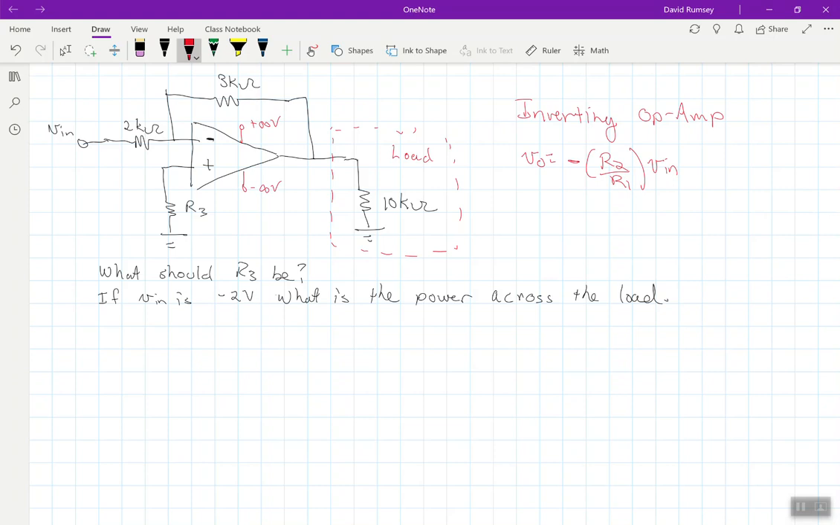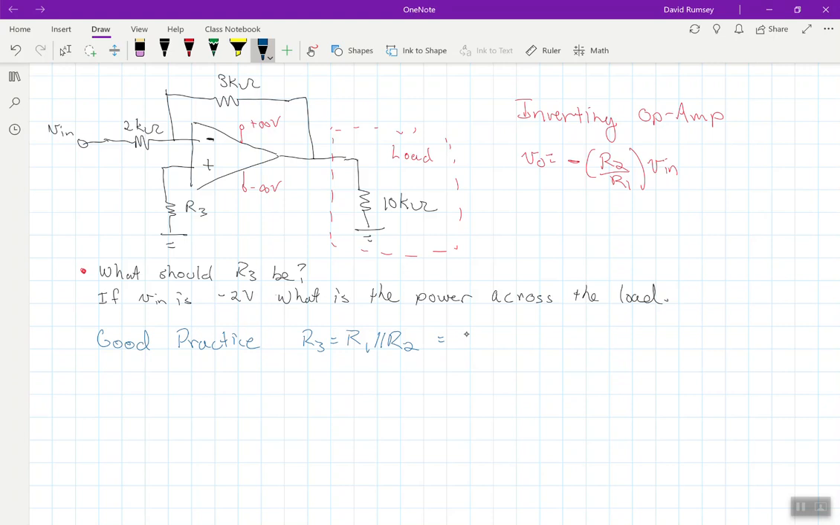Now, let's look at the questions here. So this is my equation for Vout in terms of Vin. The first question, though, is what should R3 be? Well, that doesn't really have anything to do with Vout and Vin. But R3 here is this resistor on the positive terminal. And remember, for good practice, we said that R3 should be R1 in parallel with R2, because again, it's for that input offset voltage.